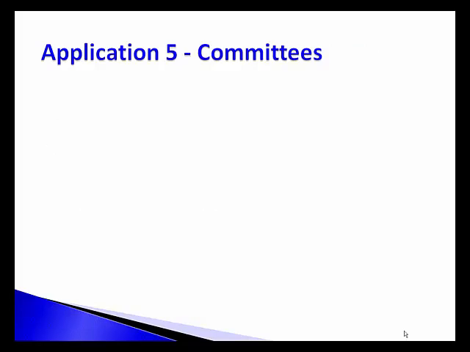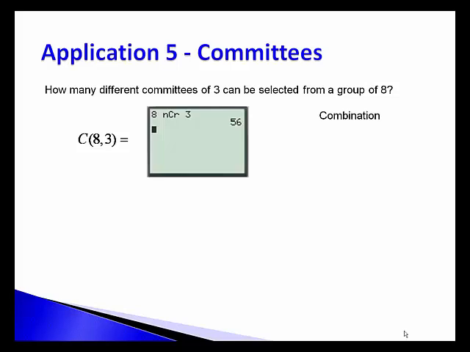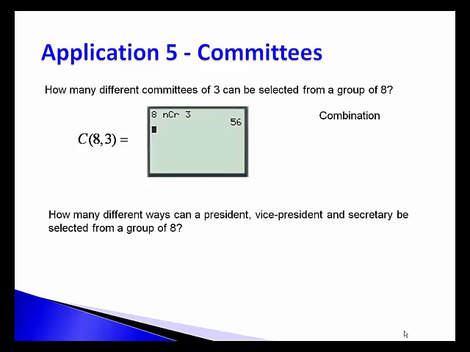And our last problem deals with committees. How many different committees of 3 can be selected from a group of 8? It's a combination of 8 things taken 3 at a time. Calculator looks like this, and you get 56 choices, or 56 different committees. Change the problem just slightly.